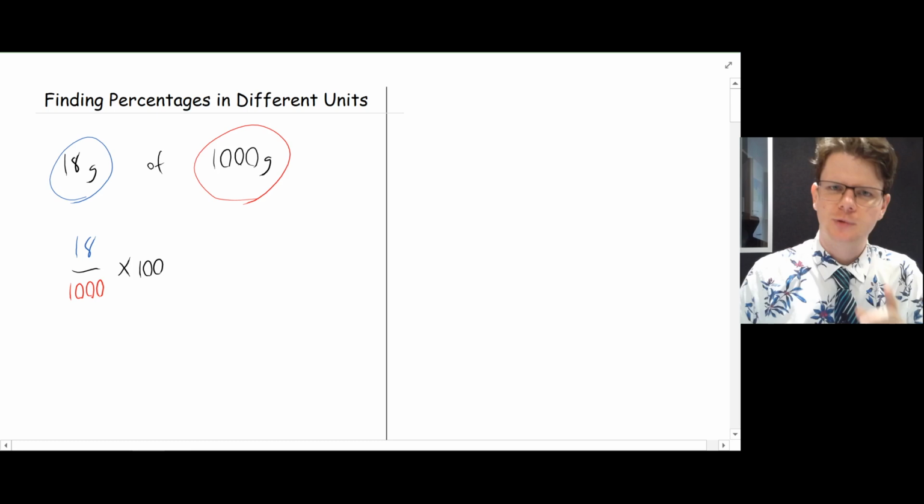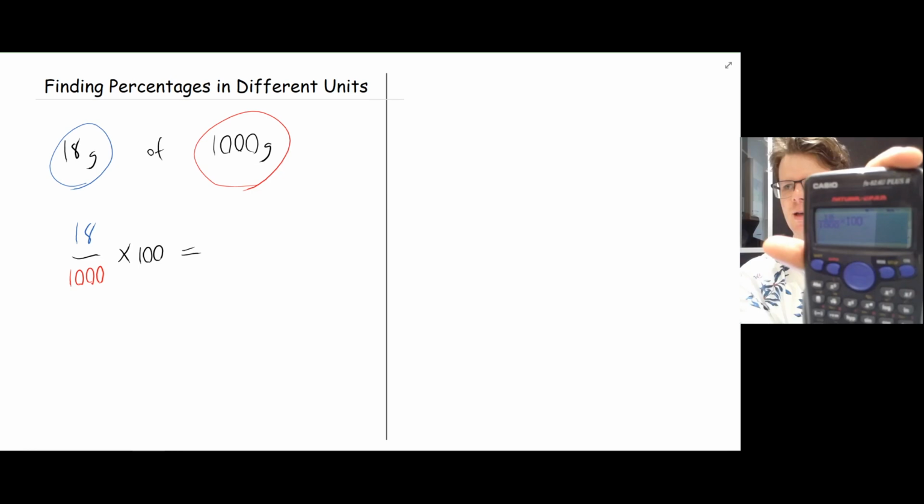Alrighty, and into the calculator we go. So you should get something that looks like that. Oh, it's given us a fraction. S to D button. 1.8. 1.8%. Right? Just as a recap, so remember.